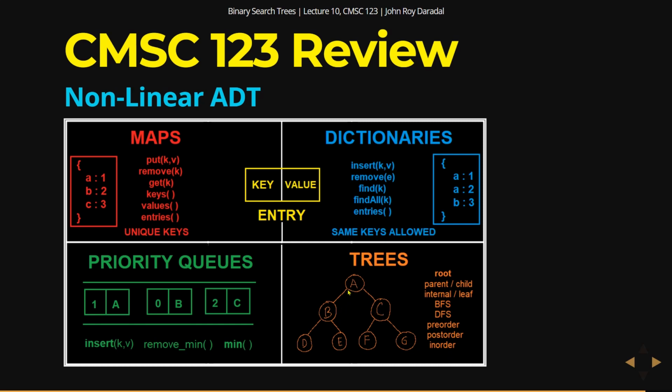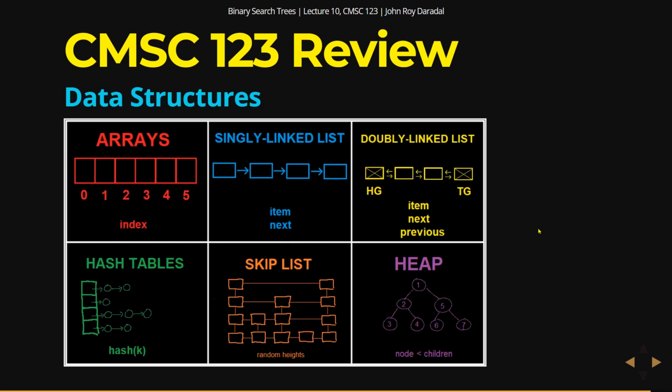And then for in-order, it's left, root, and then right. Okay? So those are the non-linear ADTs. And then for all these ADTs, we implemented them using various data structures, right? So first, we looked at arrays that use index, and then linked lists that are either singly linked lists, SLL, or doubly linked lists, which are DLLs.